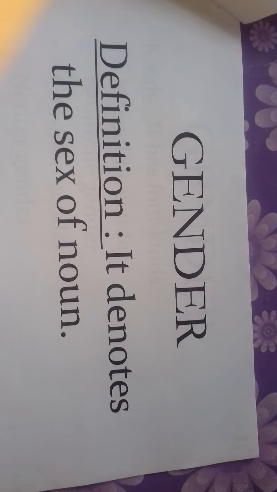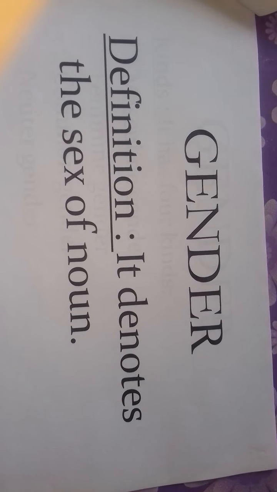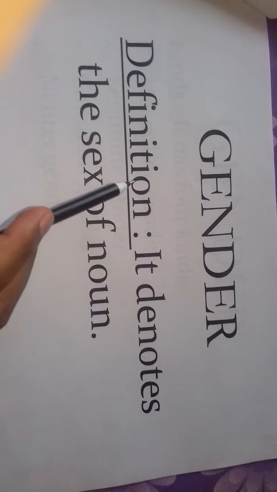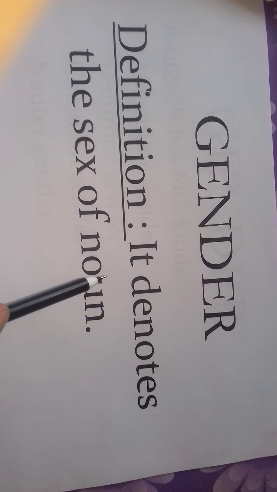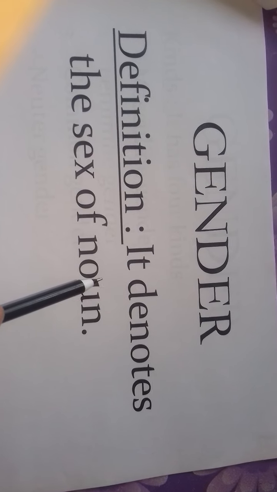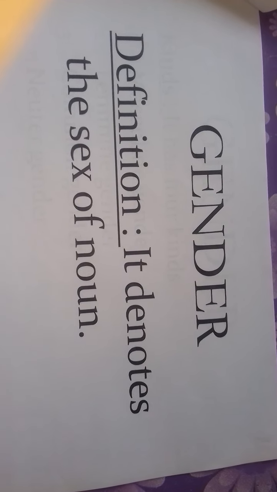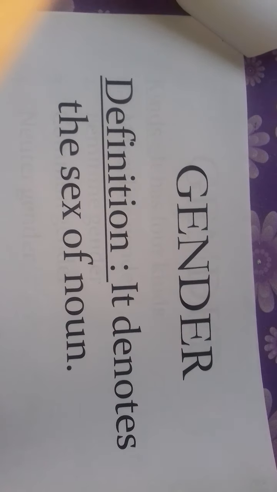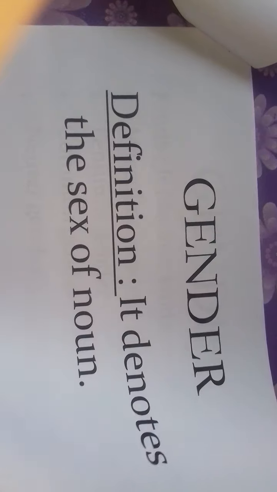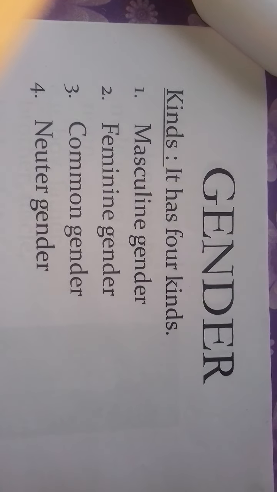Now we should come to the definition of gender. The definition of gender is, it denotes the sex of noun. It means the sex that you write, that is your gender. So gender denotes the sex of noun. Now we should come to its kinds.